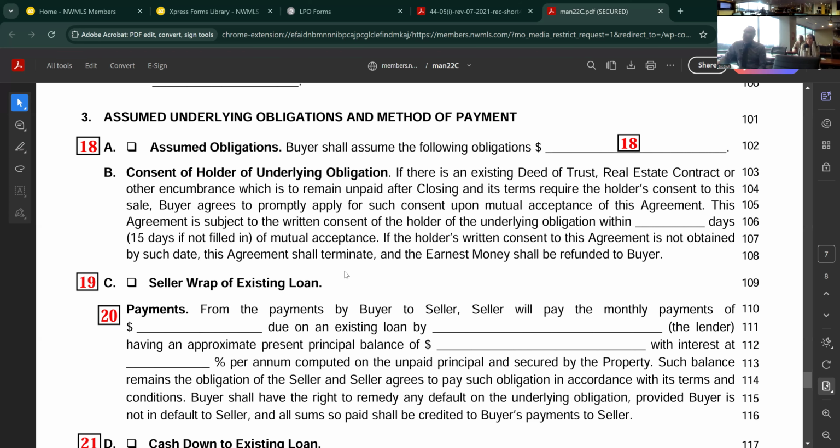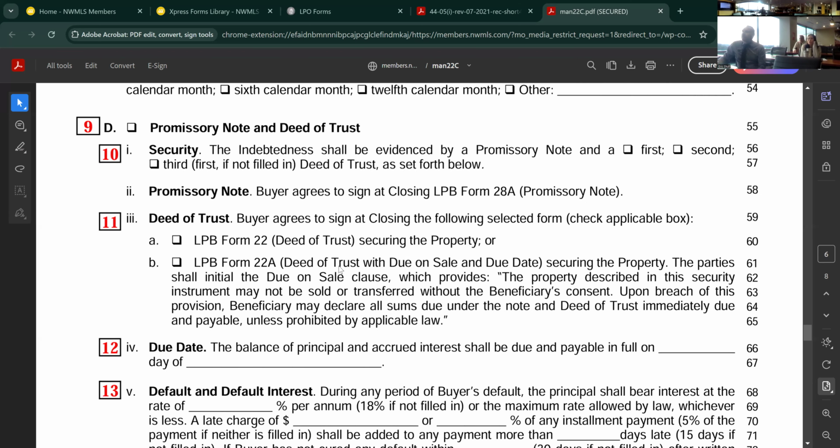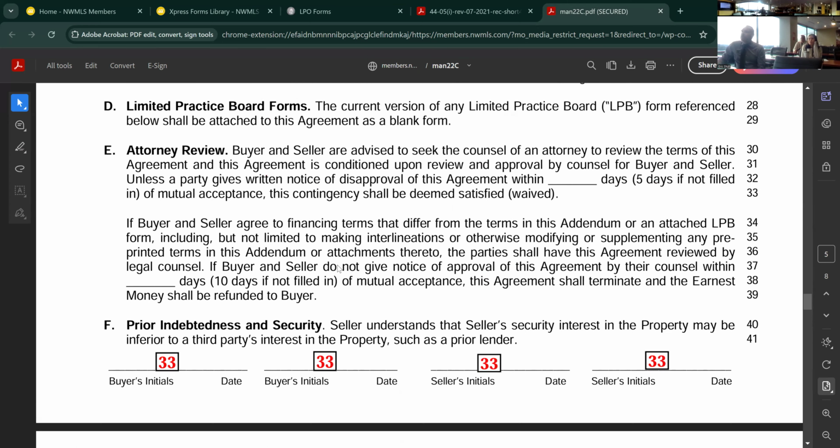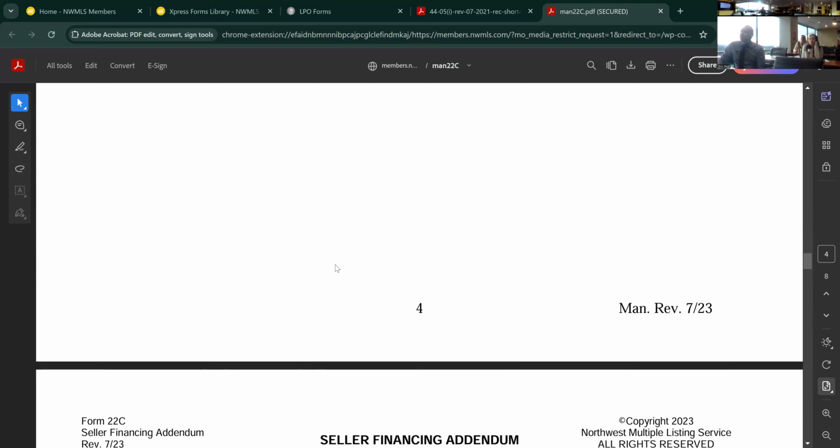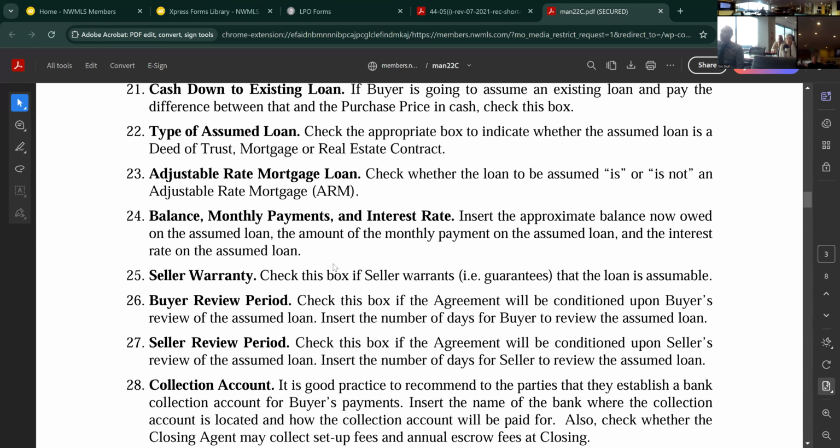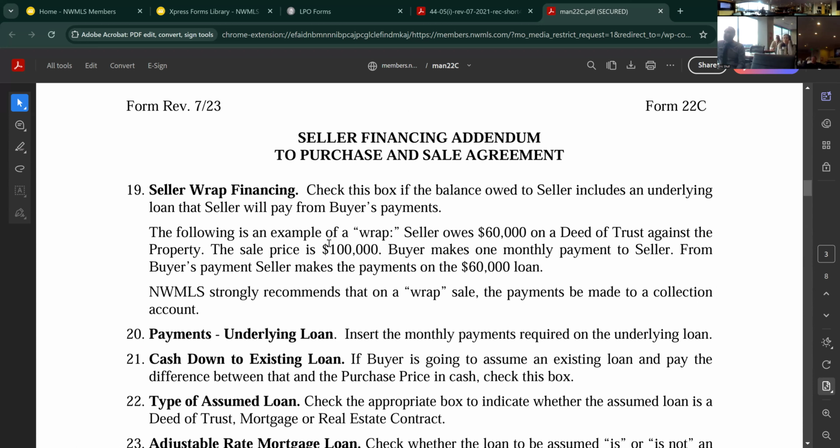So, seller's wrap of the existing loan. If you assume a loan, you have to have basically the underlying lien holder's approval. If you wrap a loan, I've not seen that. So it sounds like if you wrap the FHA or VA loan, you could avoid having to do that. So you can still give them a higher interest rate. So I'm just kind of wondering.